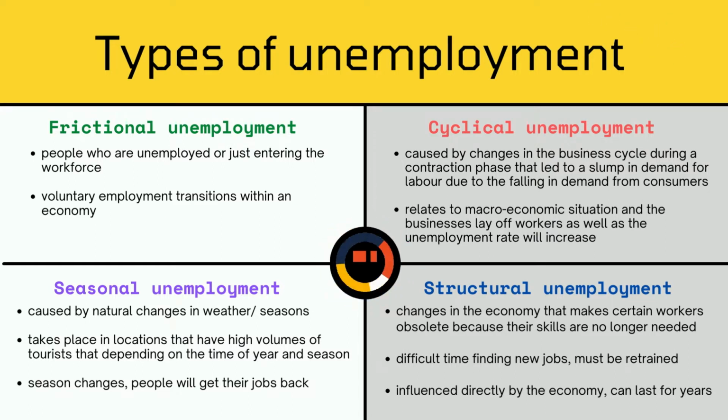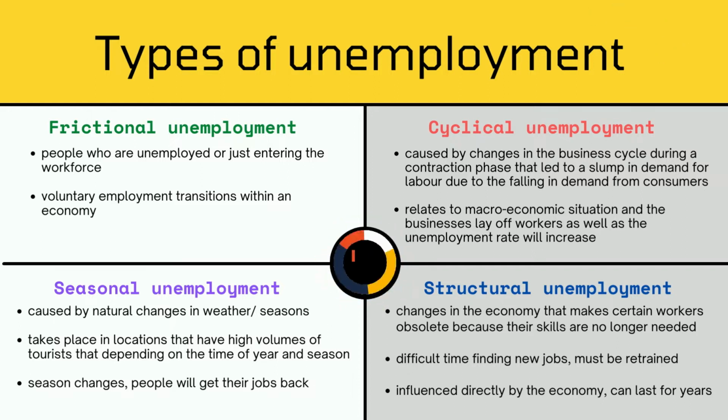Firstly, frictional unemployment. Frictional unemployment refers to people who are unemployed or just entering the workforce. It is a kind of voluntary employment transition within the economy. Next, cyclical unemployment. It is a type of unemployment that is caused by changes in the business cycle during a contraction phase that led to a slump in demand for labor due to the fall in demand from consumers. It relates to the macroeconomic situation, and this situation will cause businesses to lay off workers and the unemployment rate to increase.